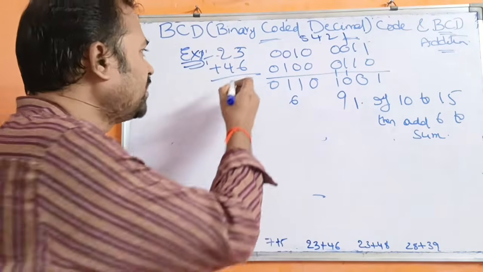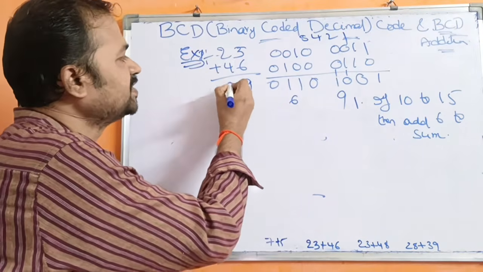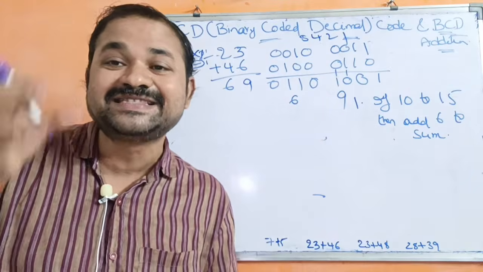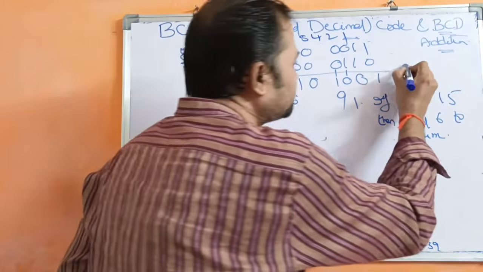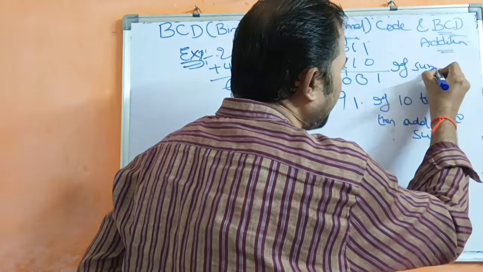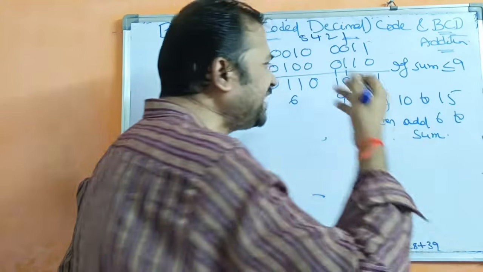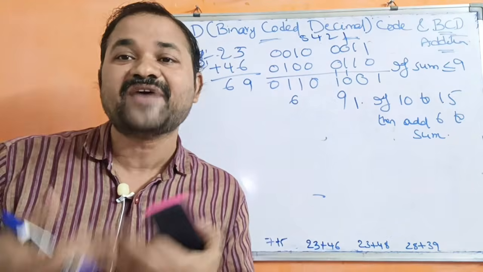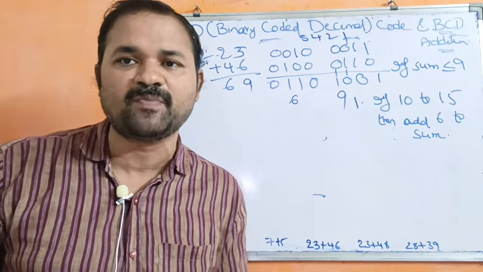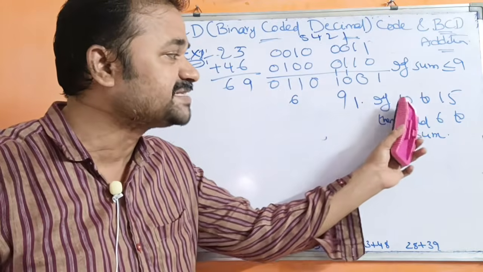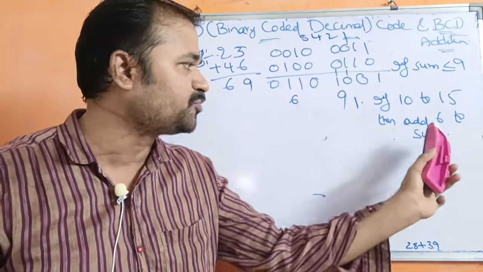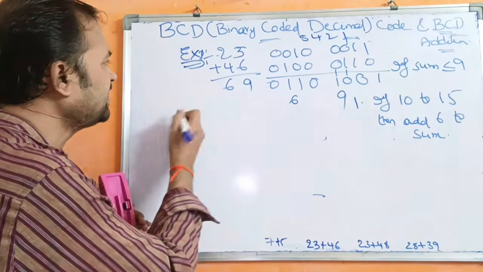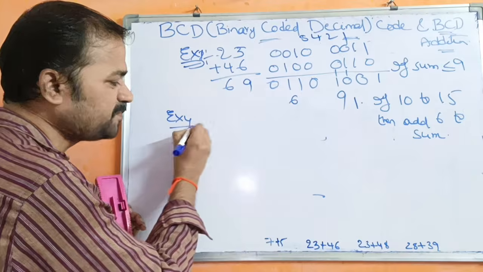Okay. So what is the output result here? 96. So here the point is, if the sum is less than or equal to 9, then we should not perform anything. Directly we are getting the corresponding valid BCD digits. So there is no problem. Whereas if the sum is in between 10 to 15, then we have to add 6 to the sum in order to get the valid BCD number. Let us see one more example.